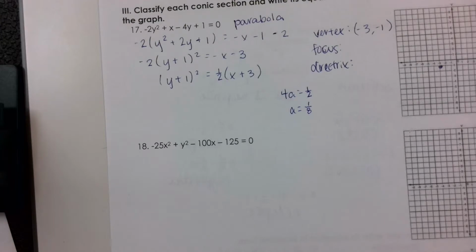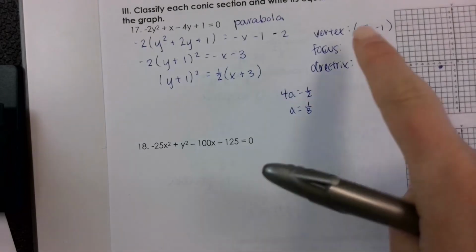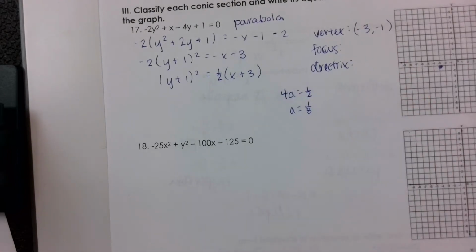So, we've got that A value, so you know you're going to either add or subtract from your vertex to get your focus and directrix, and it kind of just depends on which direction you open, right? So, is this parabola going to open left, right, up, down? Which way?